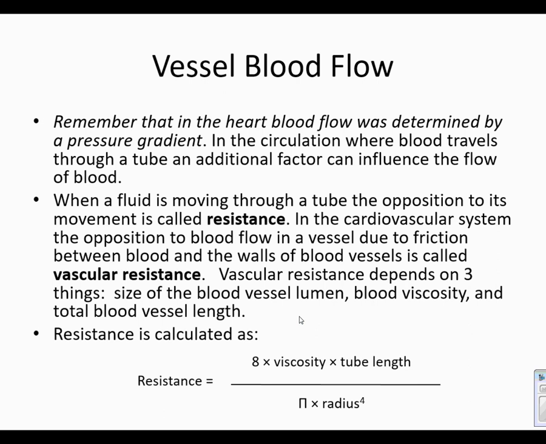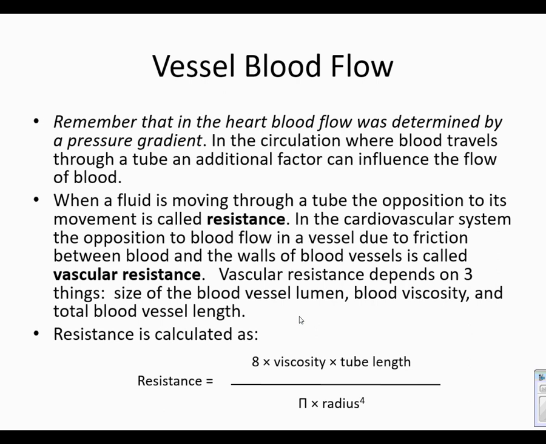And vascular resistance is dependent upon three things. The size of the blood vessel lumen. Remember, that's the space on the inside where the blood is actually at. The blood viscosity, we used the word viscosity the other day. You remember what that means? The thickness. And then the total blood vessel length, so how long your blood vessels are totally. We mentioned something like 75,000.